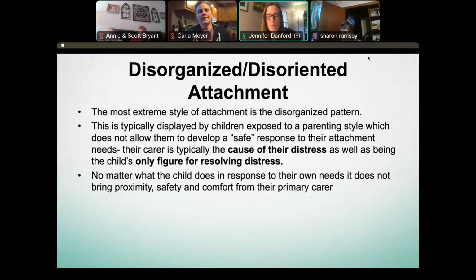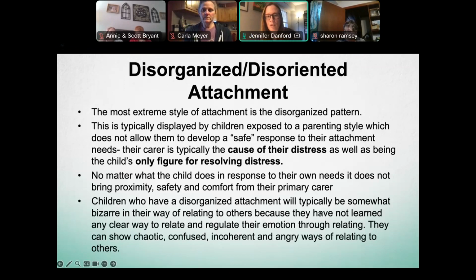So no matter what the child does in response to their own needs, there's no win answer here. It doesn't bring proximity, safety, and comfort. They can show emotions, but it may get them physically abused. They can hide their emotions and may get them physically abused. So there is no answer here for the child. And so that is really distressful for the child to know that nothing can provide safety for them.